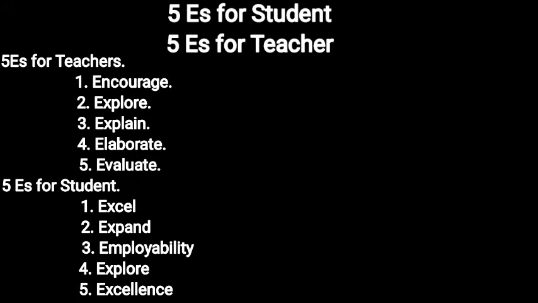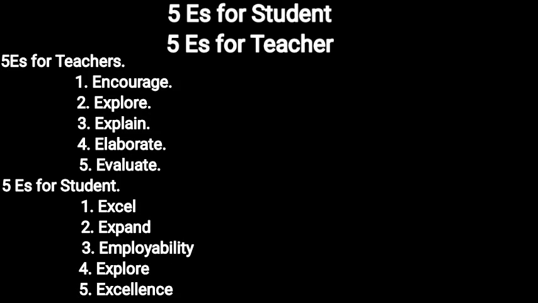For example, the 5 E's of teachers are encourage, explore, explain, elaborate, and evaluate. The 5 E's for students are excel, expound, employability, explore, and excellence. This, in a nutshell, is every single thing. It sums up all the motive of education, the purpose, the aim, the objective of the teacher as well as the student.